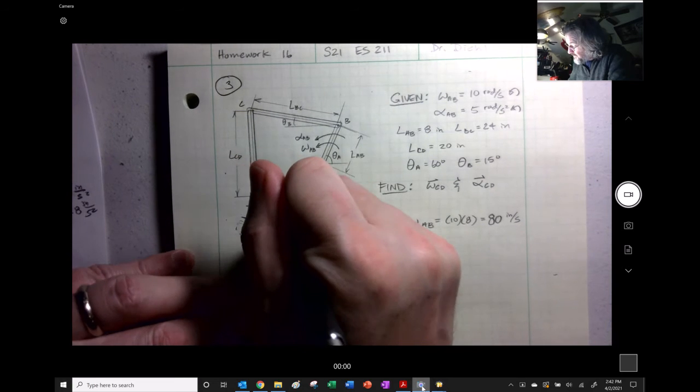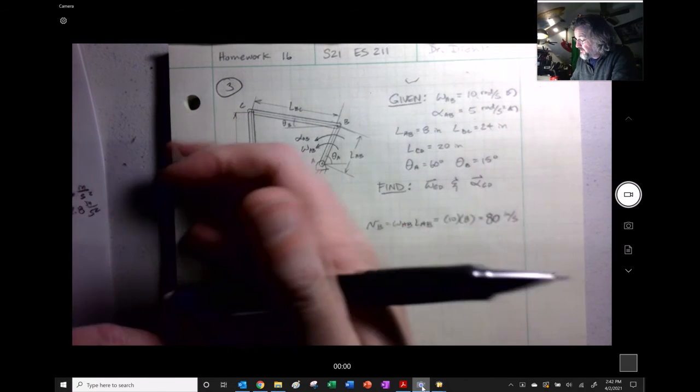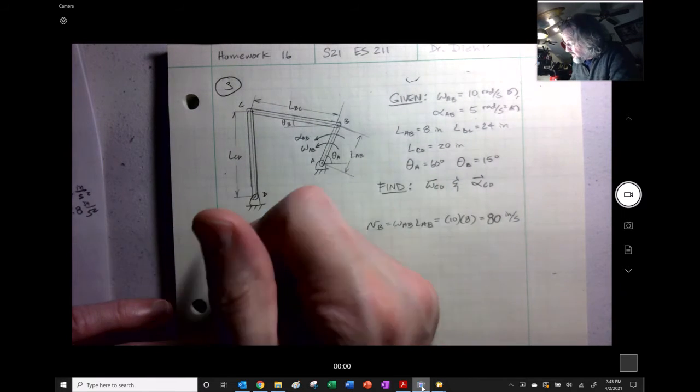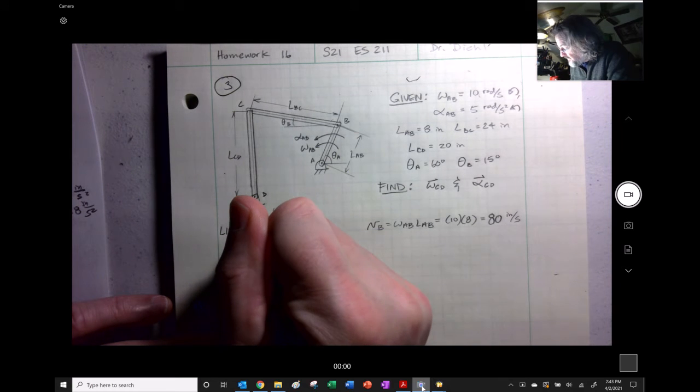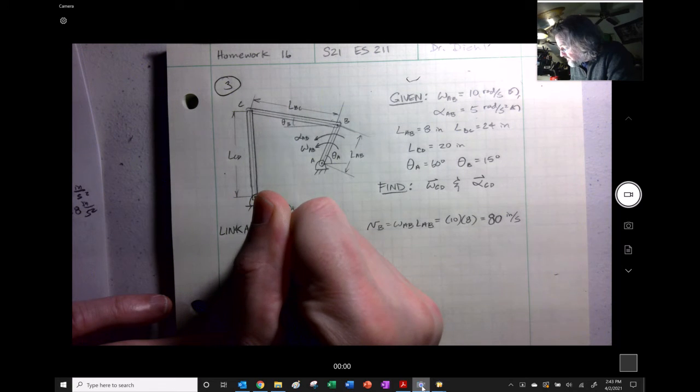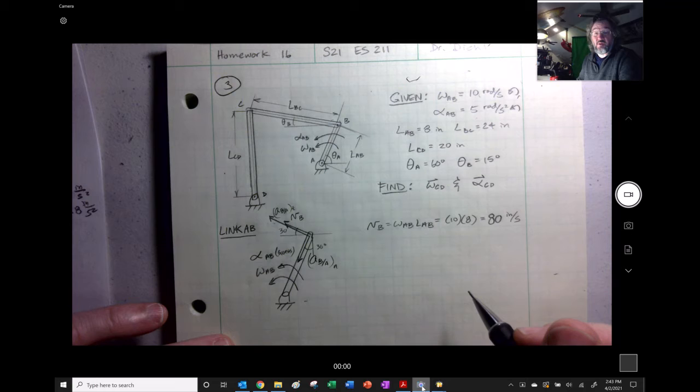Let's try to free this up and make it look a little neater here. Should have moved the thing down, used more paper. I know. I tell people that all the time, and I don't listen to my own advice.